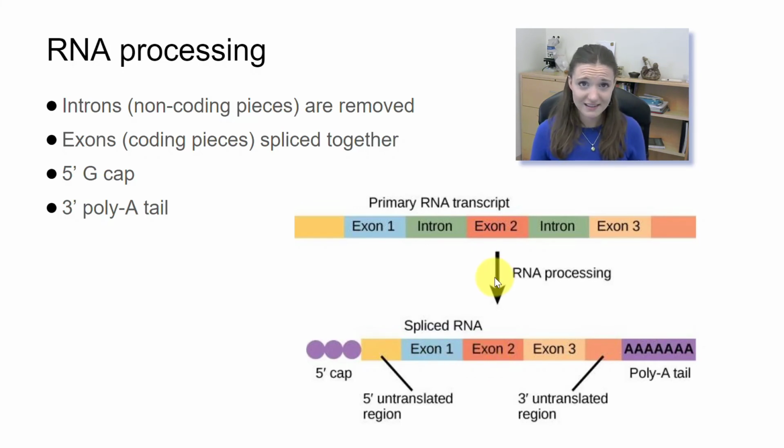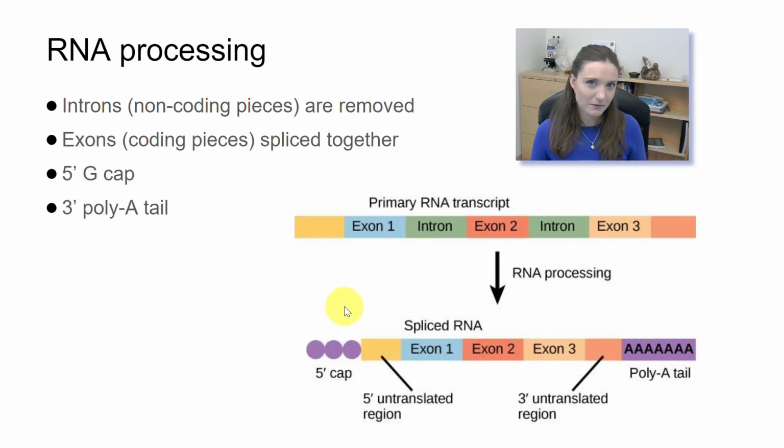The other thing that's done to RNA before it leaves the nucleus, besides removing introns and splicing together exons, is we're going to add some pieces to it. We're going to add on what's called a 5' G cap. These are just guanines right here. So we add on a sequence of guanines on the 5' end. On the 3' end, we add on a sequence of adenines. A poly-A tail.